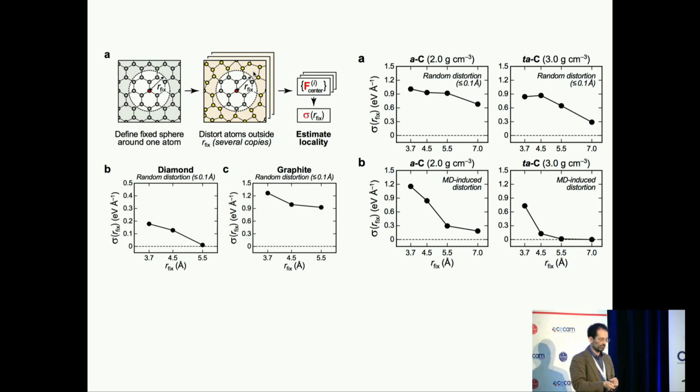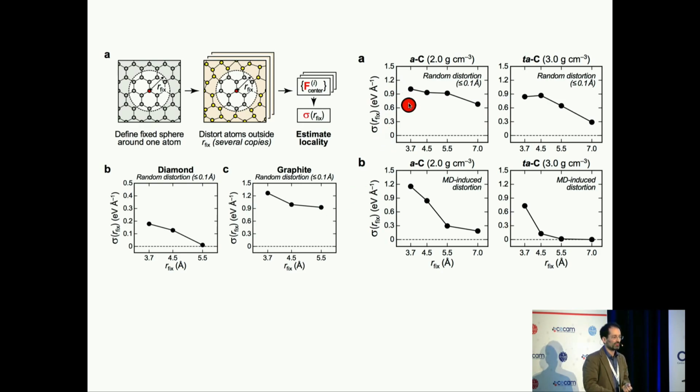So here are some measurements using DFT. In diamond, if you take the fixed sphere radius to about 5 angstroms, the variance of the force is basically gone. It's 10 to the minus 2, so it's 0.01 eV per angstrom. Of course, for graphite, it decays much, much slower because the gap is extremely small here.